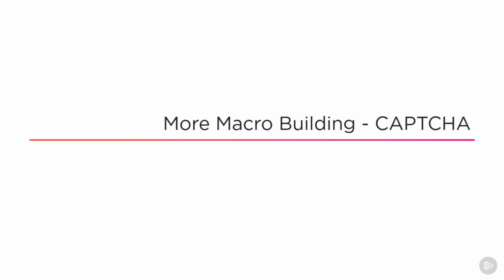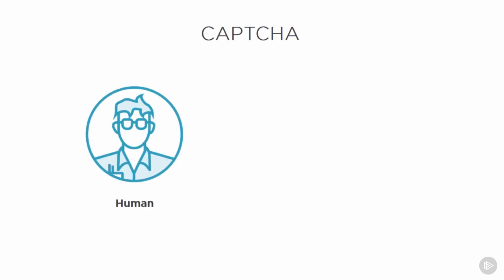So continuing on with our macro building, let's see how Burp macros can help us to defeat CAPTCHA puzzles. A quick review of CAPTCHA: this is a mechanism that's used to help applications distinguish between humans and machines.